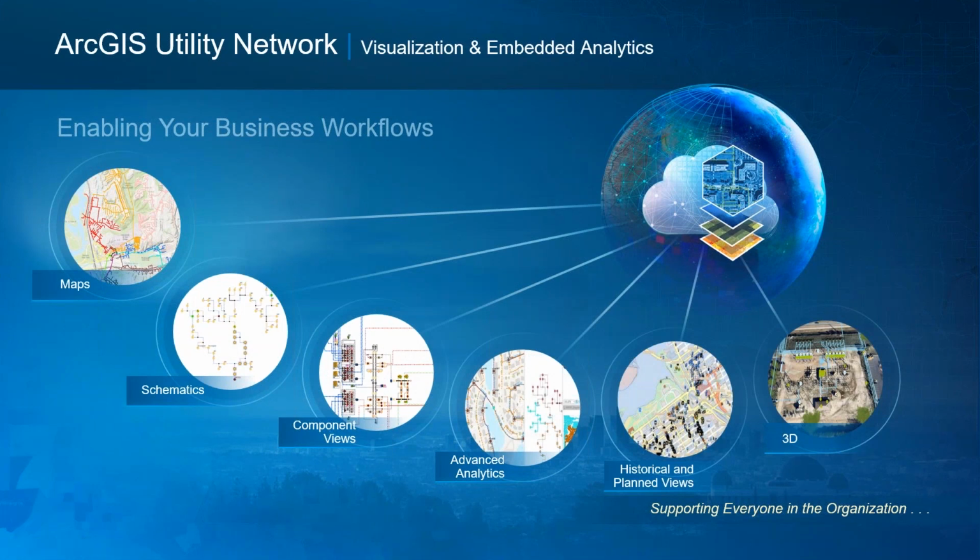The utility network really enables business workflows across an entire utility organization. Now, we've been able to put utility infrastructure information into maps for quite some time now, but our maps are getting much smarter, and they're also tied into schematic diagrams. So now with the utility network, you can work side by side with a map and a schematic diagram, both tied into the same data, the same information. And this will really enable engineering workflows.